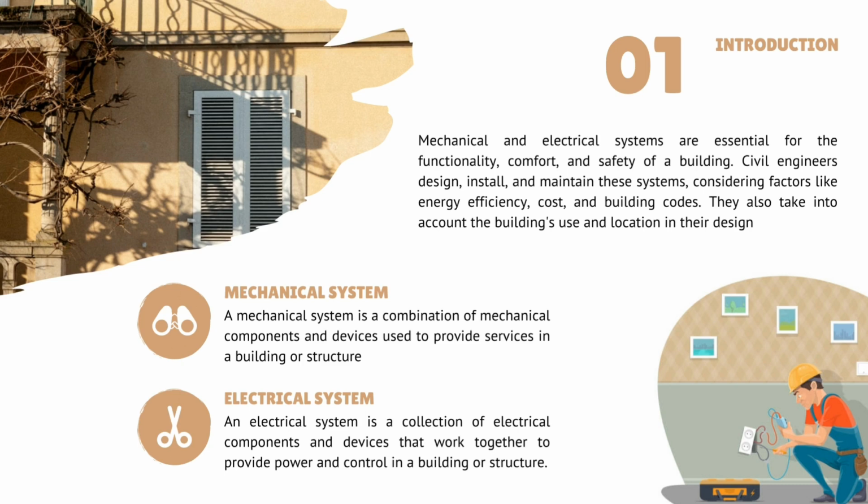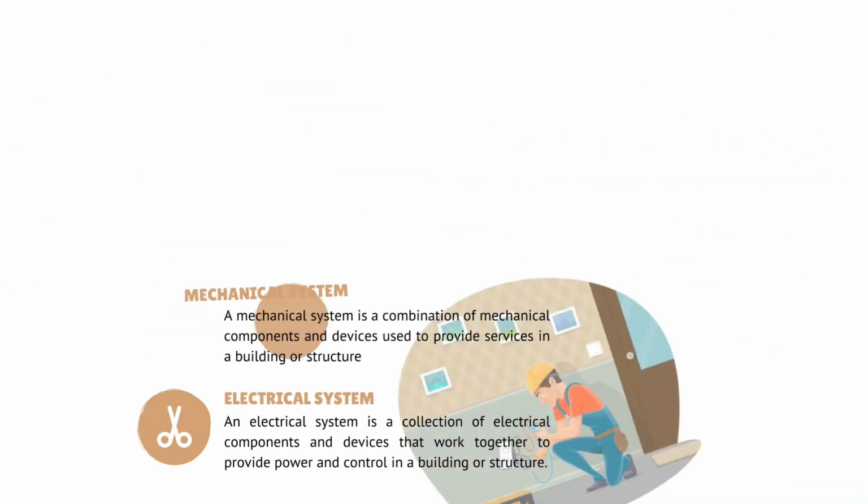And what is an electrical system? An electrical system is a collection of electrical components and devices that work together to provide power and control in a building or structure. Mechanical and electrical systems are essential for the functionality, comfort and safety of a building.